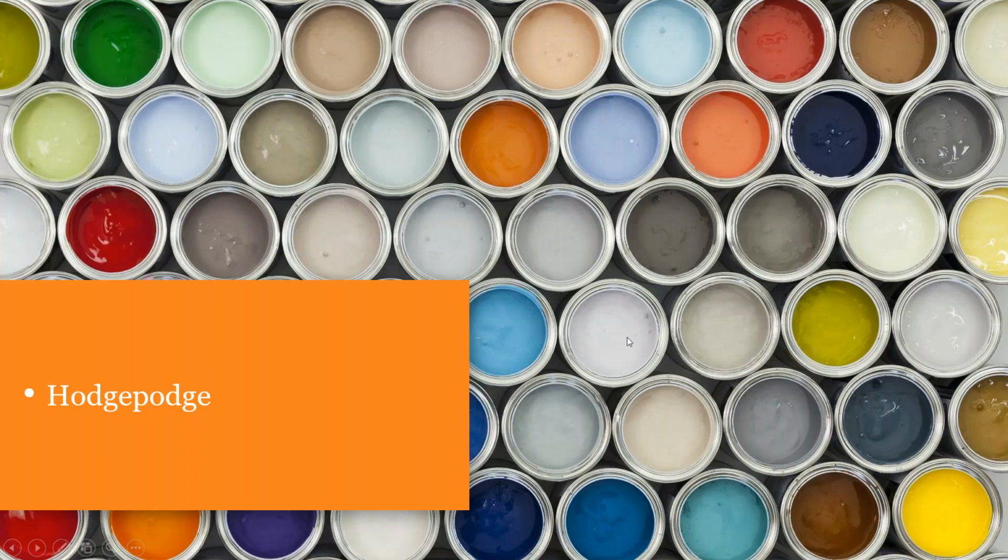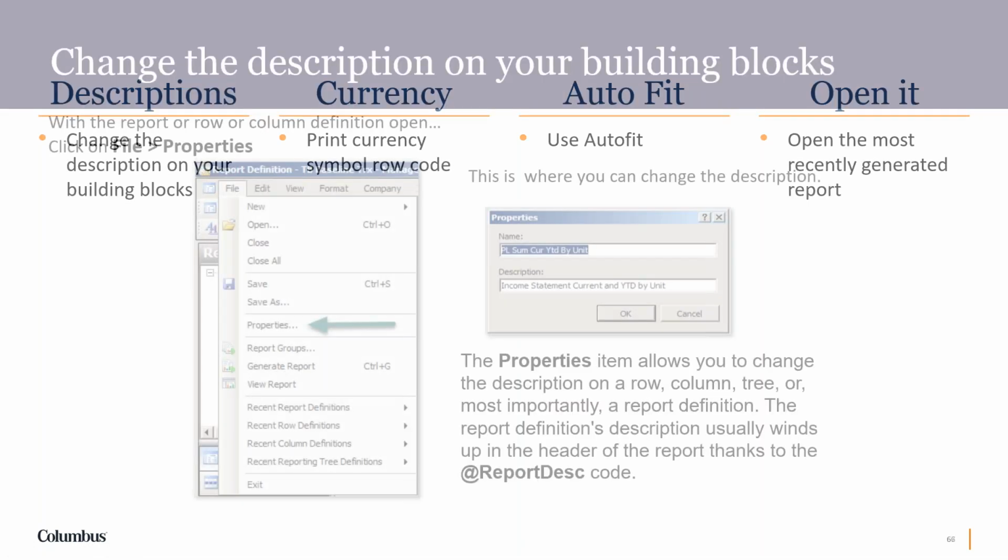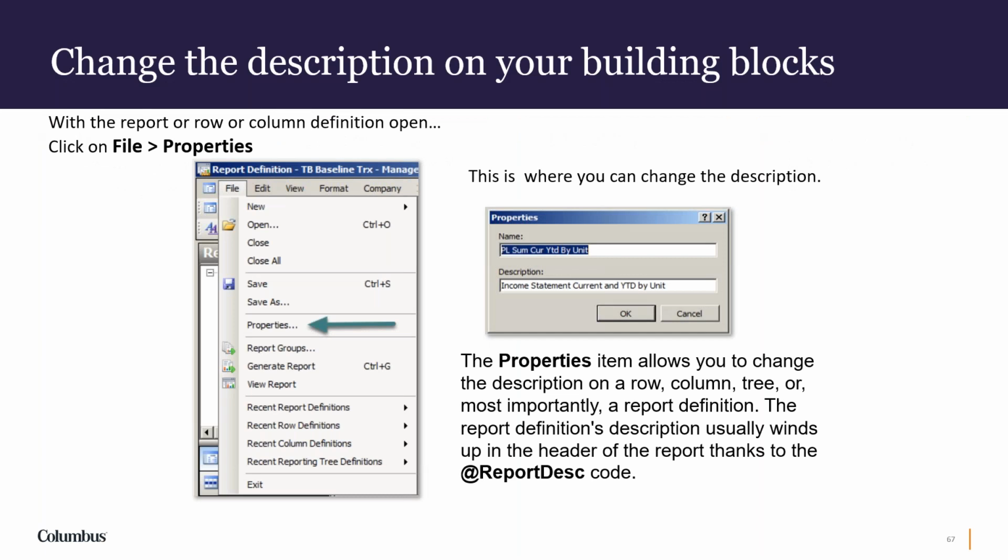All right, hodgepodge. We're going to talk about descriptions and changing the descriptions on your building blocks and what that actually means and where you can use that. How you can print currency symbols in a row, autofit, just even knowing that that's an option, and then one that is not used, I think, as frequently as it probably should be, is being able to open a previously generated report.